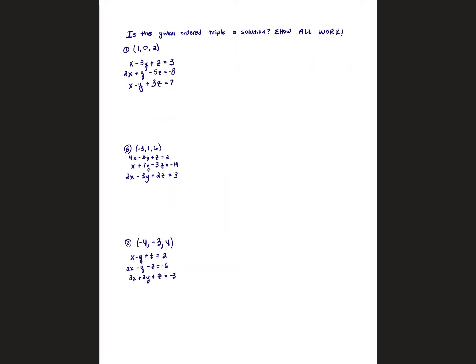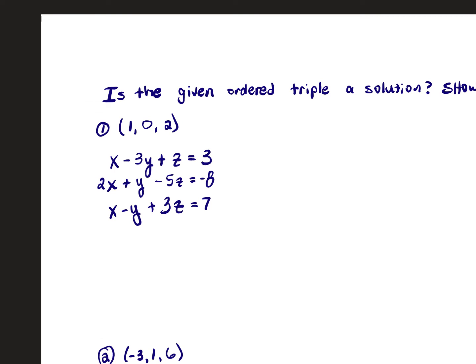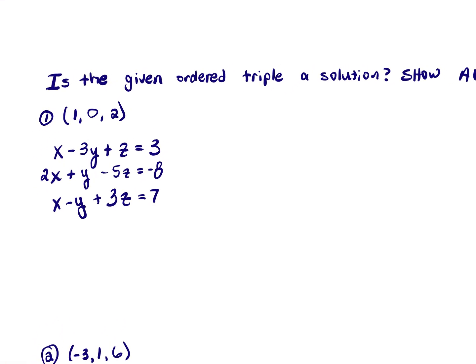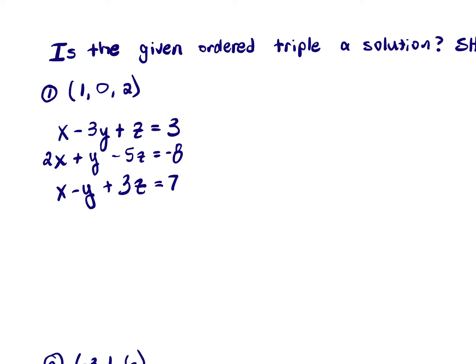If we look at our next example, it tells us, is the given ordered triple a solution? Show all work. If it is a solution, you are going to plug it into every single one of those equations and get a true statement for all three of them. So we are given for number 1 the ordered triple of (1, 0, 2). So in this case, your x is 1, y is 0, z is 2.